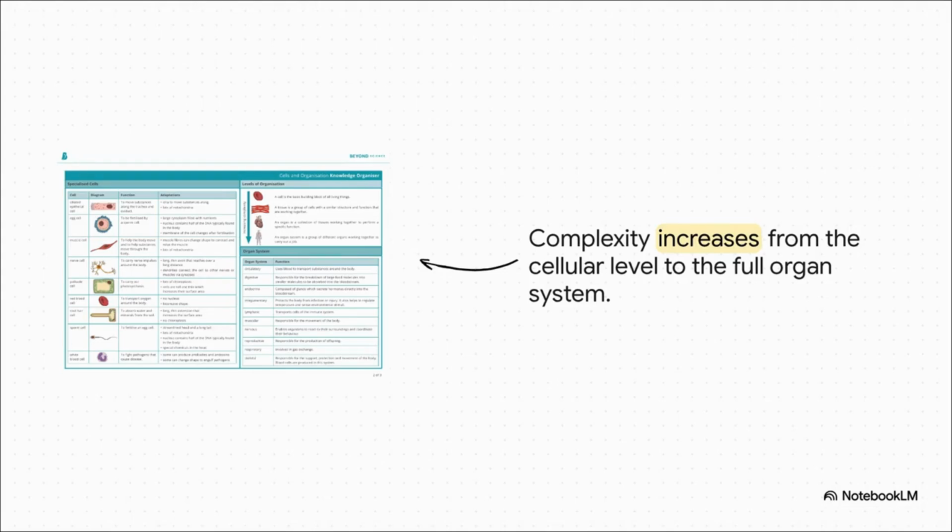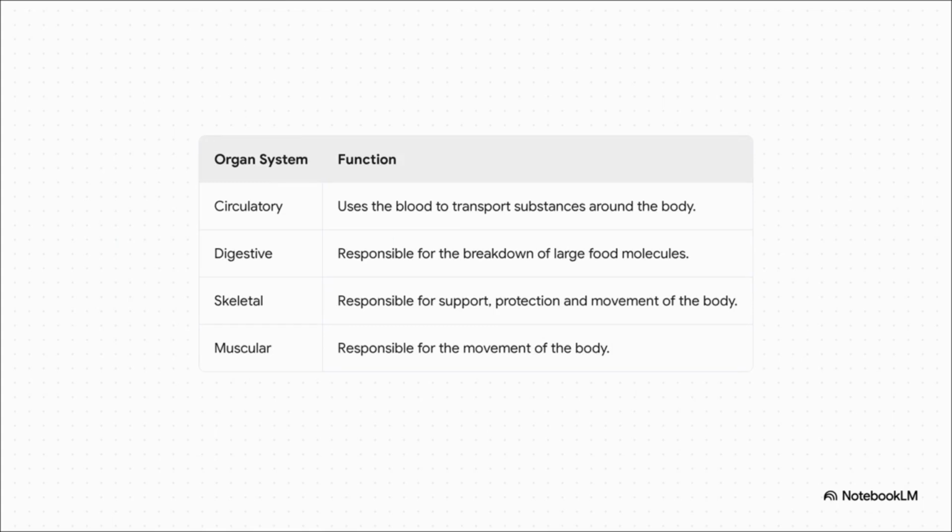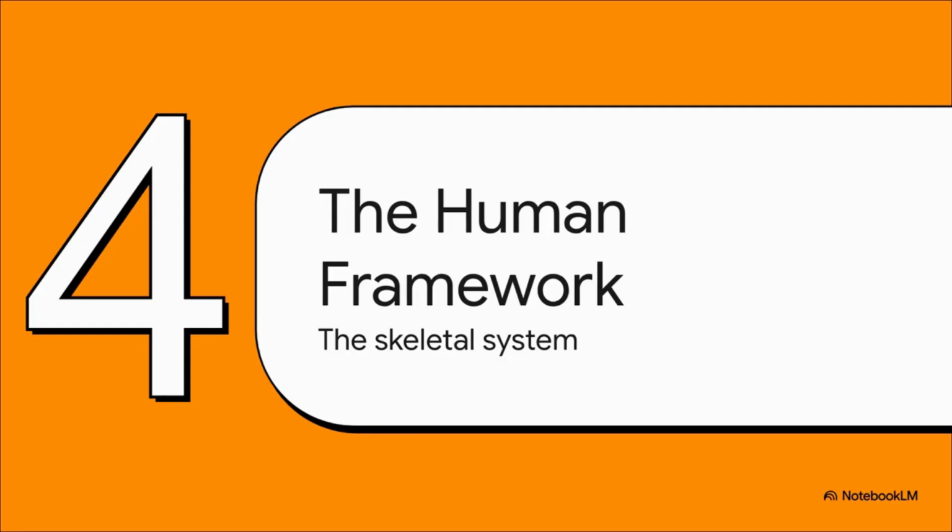Each level builds right on top of the one beneath it, and it gets more complex and more capable as you go up. From one single cell to a complete organ system, it's just an astounding feat of biological engineering when you think about it. And our body has a whole bunch of these systems. The circulatory system, that's our highway network. The digestive system is the fuel processing plant. And the two we're about to explore next, the skeletal and muscular systems, well, they're the dynamic duo that provide our structure and motion. So let's zoom in on that human framework.